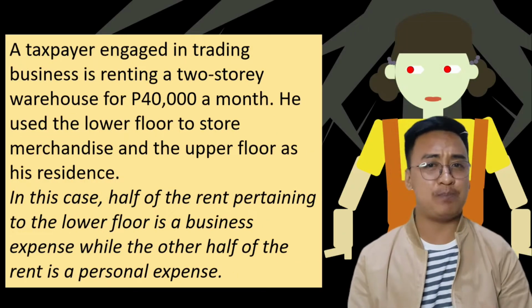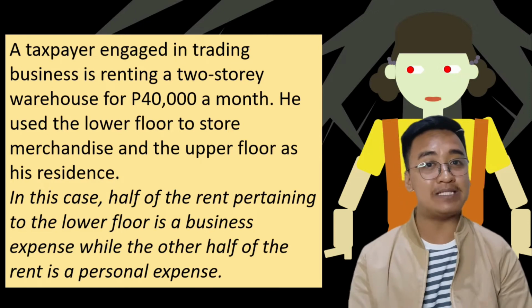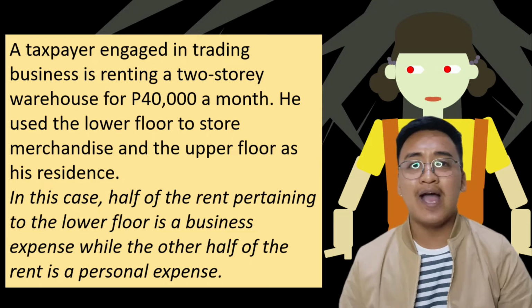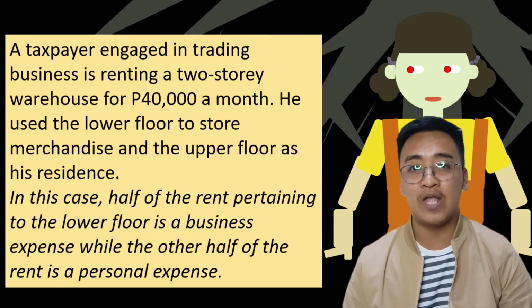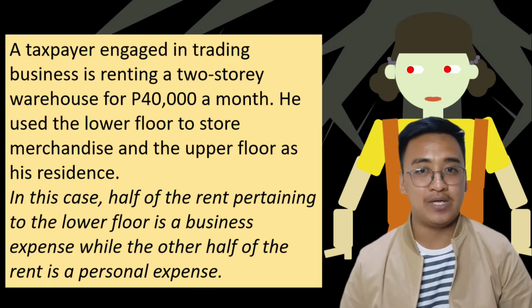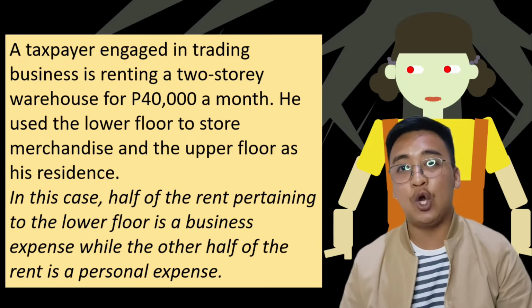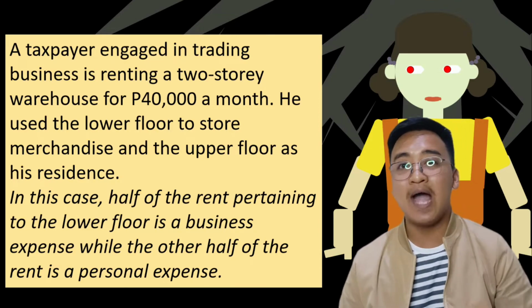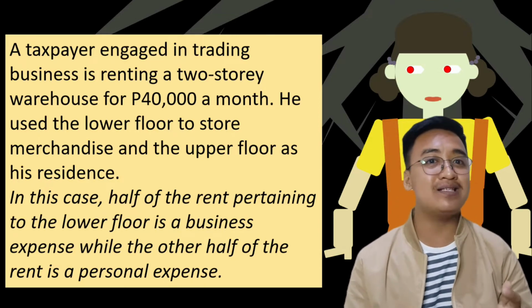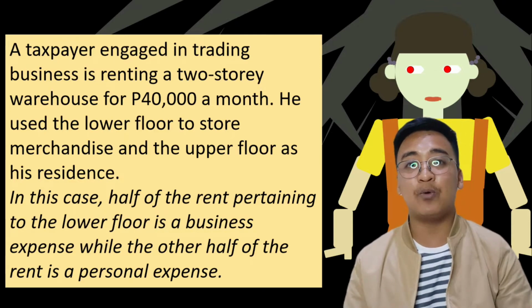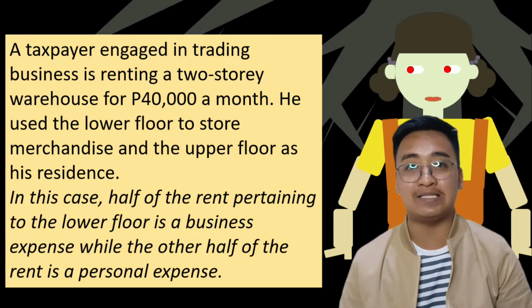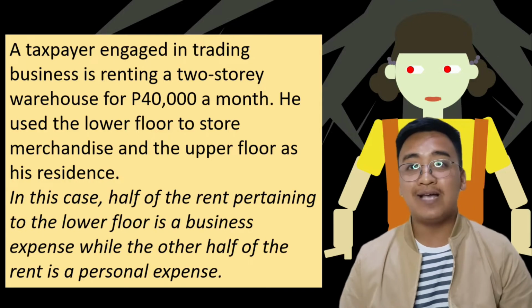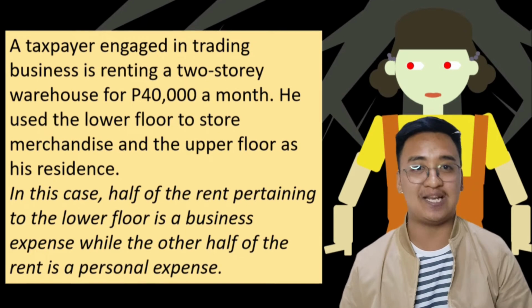Next, a taxpayer is engaged in a trading business and is renting a two-story warehouse that costs 40,000 a month. This taxpayer used the lower floor to store merchandise and the upper floor as his residence. So in this case, half of the rent pertaining to the lower floor is a business expense, while the other half of the rent is personal expense.